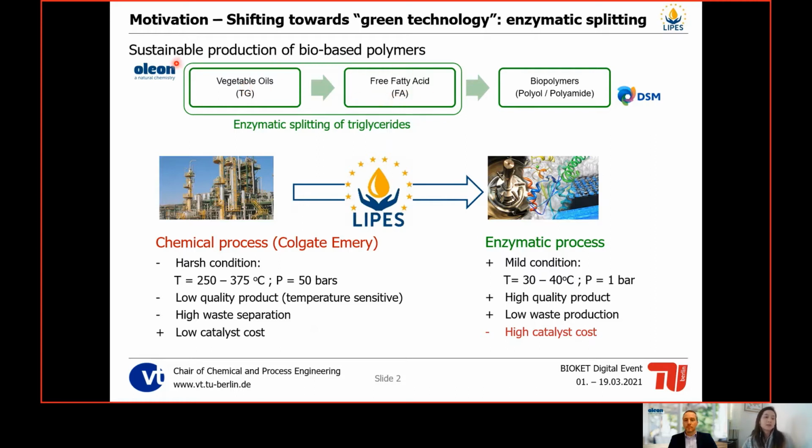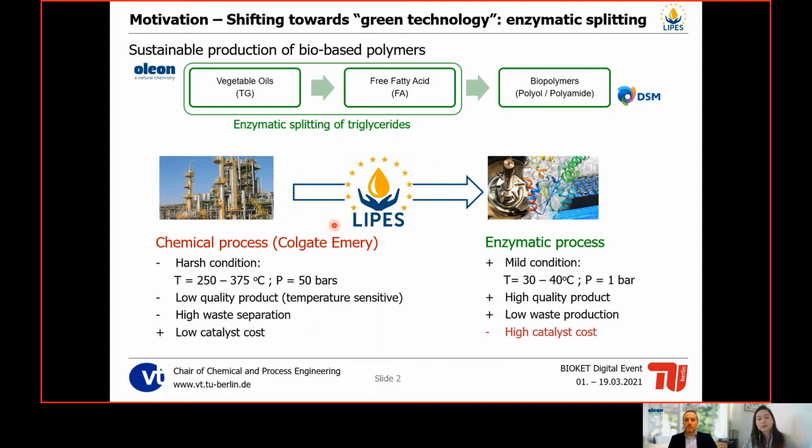And this process is actually a commercial process. Our project partner Oleon is actually one of the market leaders in this area, and they will talk to you about the application of the free fatty acid in a later section. And in our project, we are also trying to push this fatty acid into biopolymers, which will be done also with DSM, another project partner.